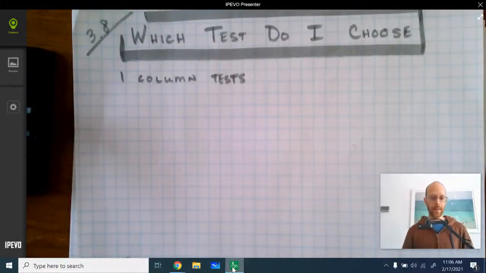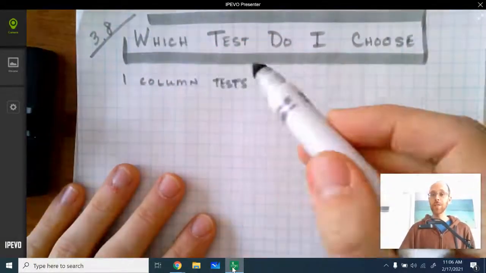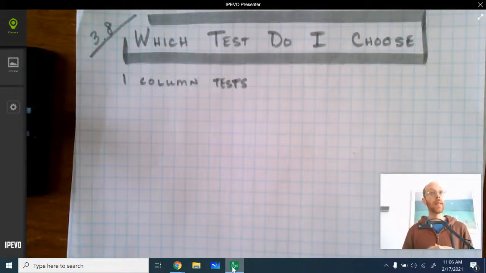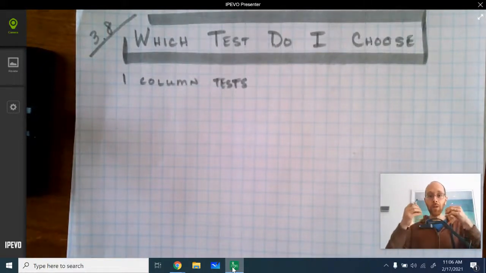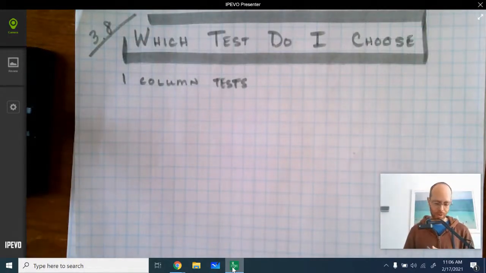Mr. Klein here. And today in section 3.8, we're going to be talking about which test do I choose. Over the last couple of weeks, we've learned a number of different styles of hypothesis test. And the goal is that by the end of today, when you look at a new situation or a new set of data, you'll be able to identify which one of those tests is the appropriate one to perform to answer whatever question you're trying to answer.